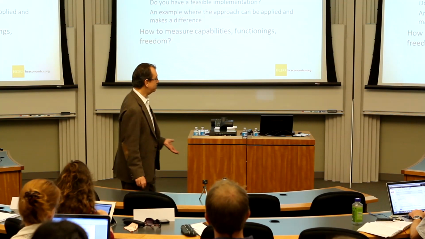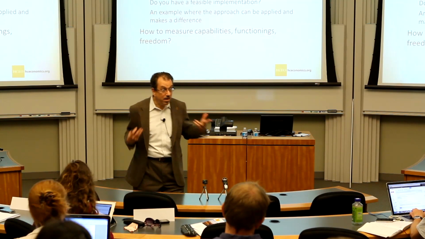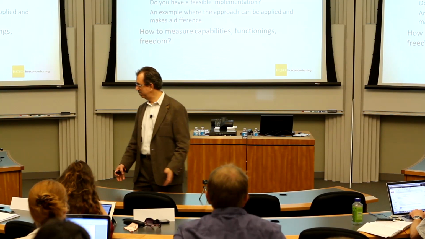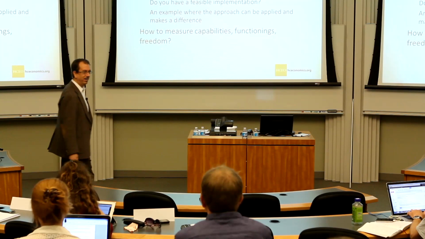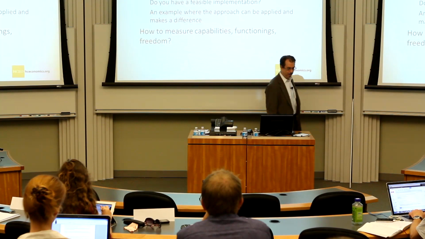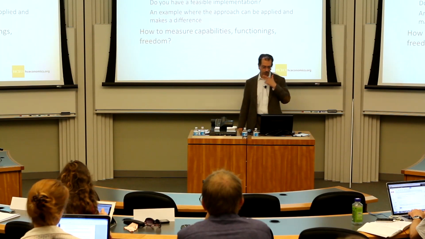And so I just wanted some examples brought out to inform me as to how this might actually occur. And they weren't brought out in that book, and maybe they weren't brought out thereafter either. So it was left to other people to implement this approach, all right? Do you have a feasible implementation is what I said in my report, an example where the approach can be applied and it makes a difference. How do you measure capabilities, functioning, and freedom?